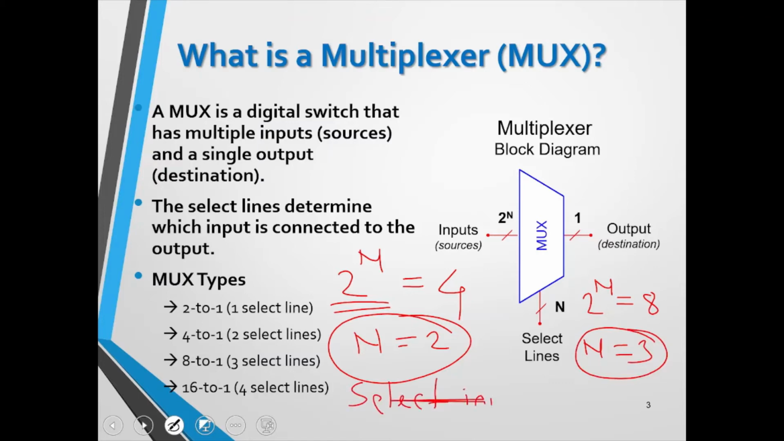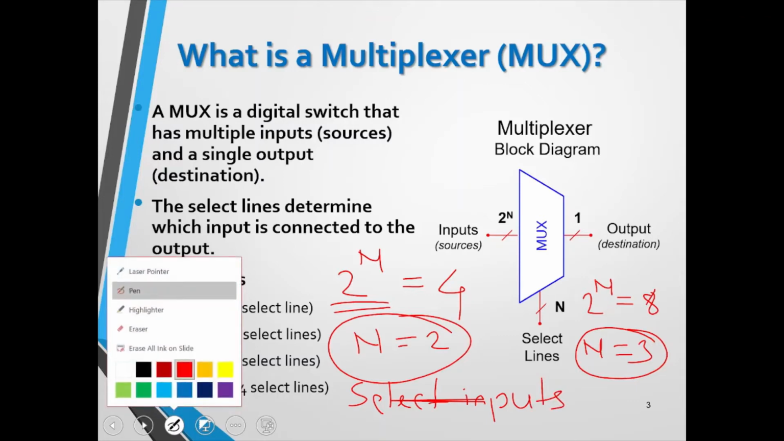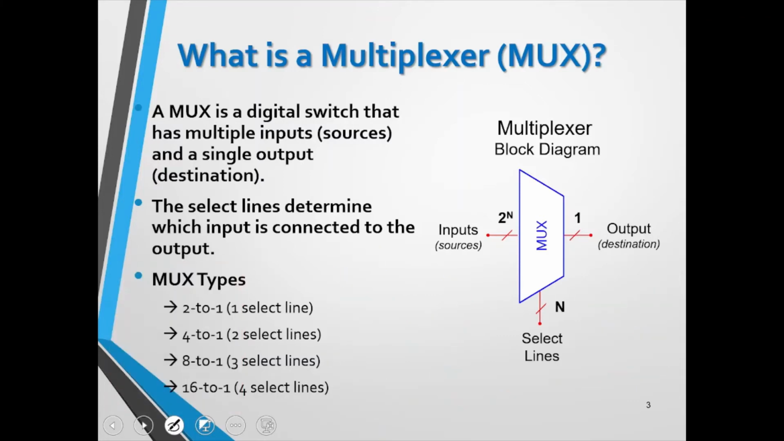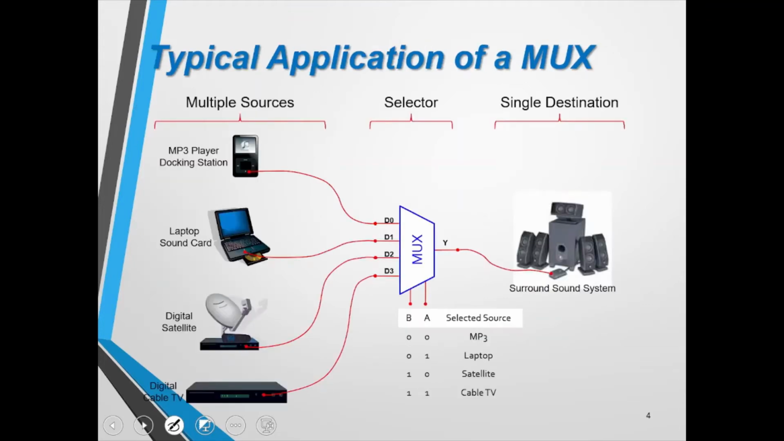This is the number of select inputs, and these are going to select one of the inputs and connect it to the output. Now, depending on the number of inputs, there are different types of multiplexers: 2:1 multiplexer, 4:1 multiplexer, 8:1 multiplexer, and 16:1 multiplexer, which consists of 16 inputs and one output, and there are 4 select lines because 2 raised to 4 is 16. Look at the typical application of a multiplexer with the help of this diagram.